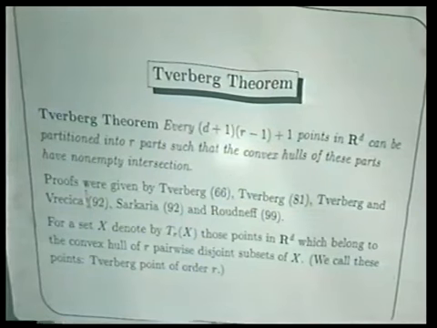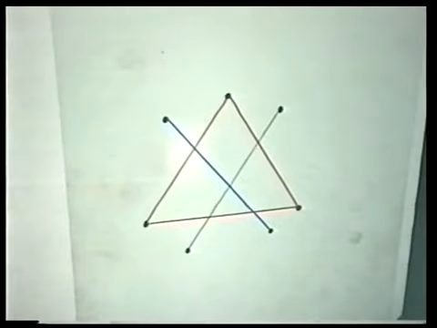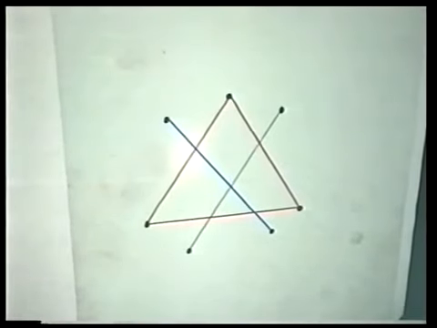And the formula is that if you have (d plus 1) times (r minus 1) plus 1 points in R^d, you can partition them into r disjoint parts, so that the convex hulls of these parts have non-empty intersection. So here is an example of 7 points in the plane, and this is the partition into 3 parts. One part is the triangle, the 2 other parts are line segments, and there is a point in common.